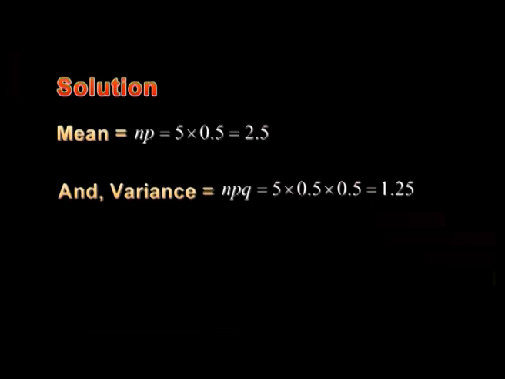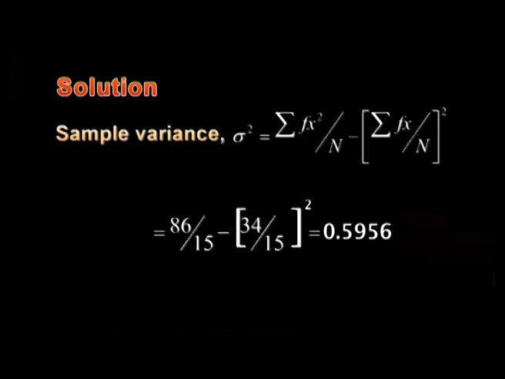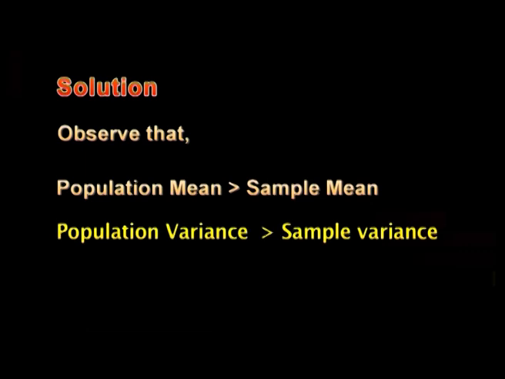Next, the sample mean and variance are found as follows. Sample mean is given by x bar is equal to summation of f into x divided by n, which is equal to 34 by 15, which is equal to 2.2667, and variance sigma square is equal to summation of f into x square divided by n minus (summation of f into x by n) the whole square. Observe that in this problem, the mean of the population is greater than the sample mean, and the variance of the population is greater than the variance of the sample.